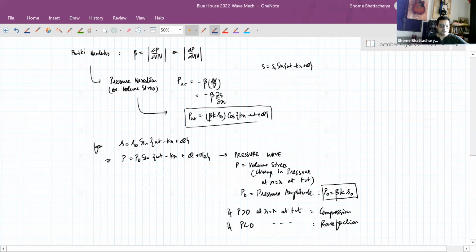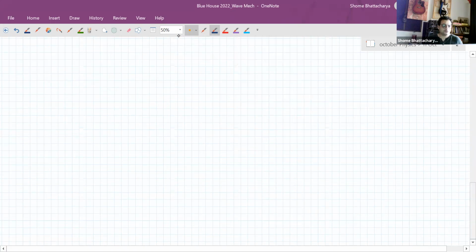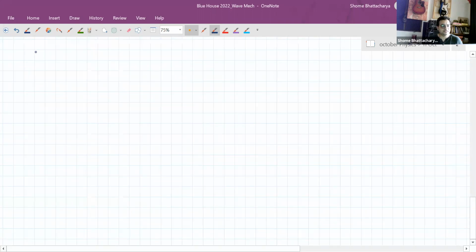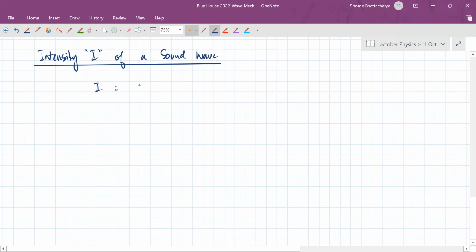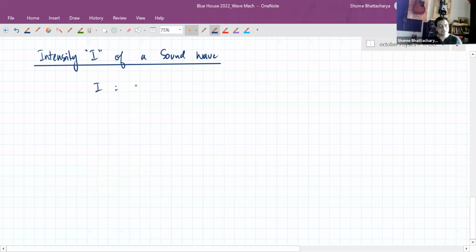So having done all that, now we will continue ahead with the next property of sound wave, which is the intensity of the sound wave. Intensity of a sound wave is defined as, actually intensity in general is a term used in wave mechanics. It is defined as the power per unit area, or you can say the energy propagated per unit area per unit time.